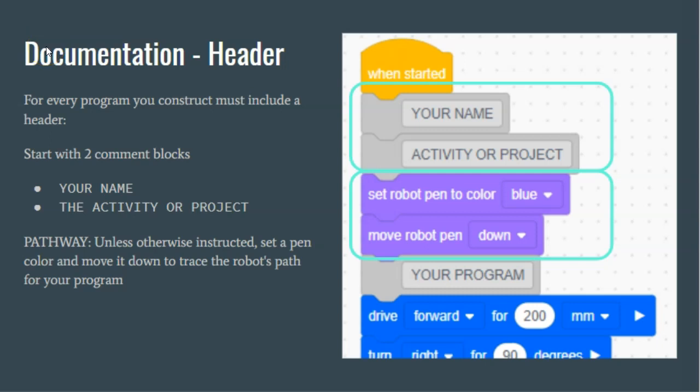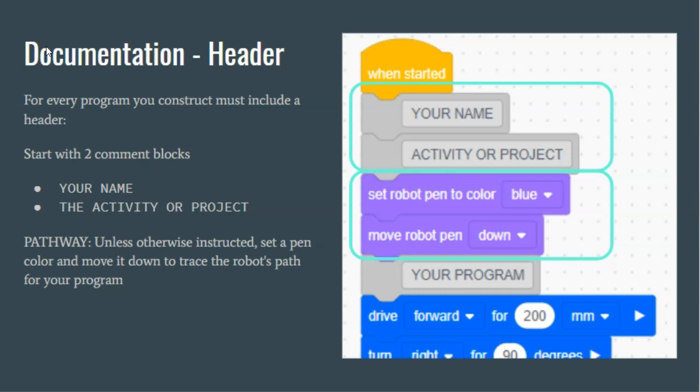You're going to include a header in your program every time. You need to move 2 comment blocks into your program just after when started. The first block will have your name in it, and the second block will be the activity or the project. So describe what you're doing. So really it's just a title.